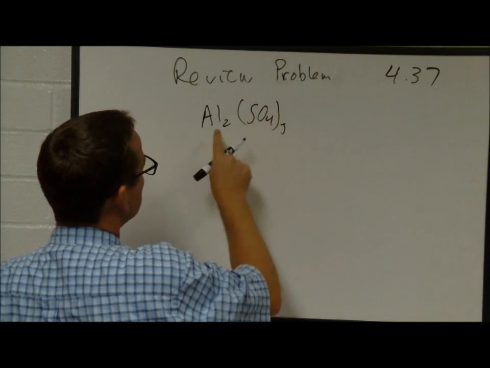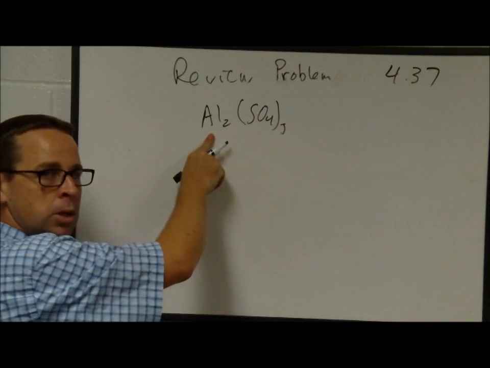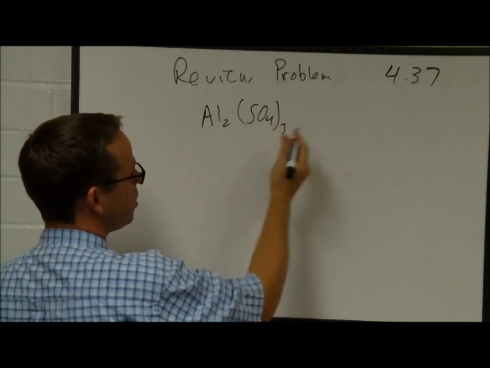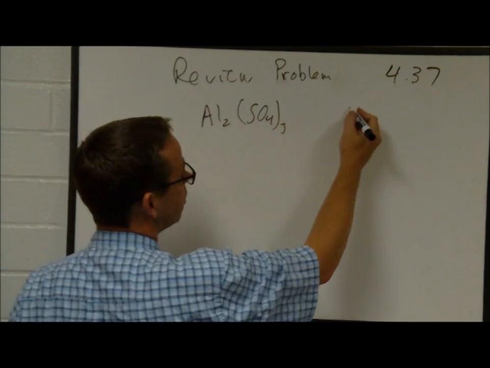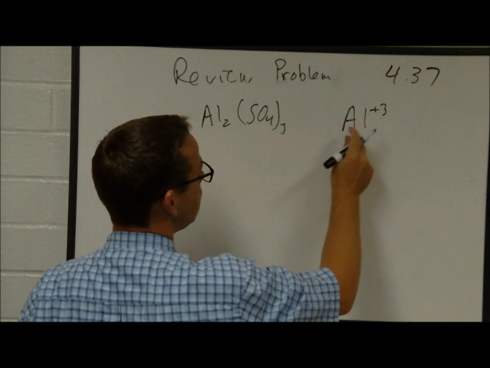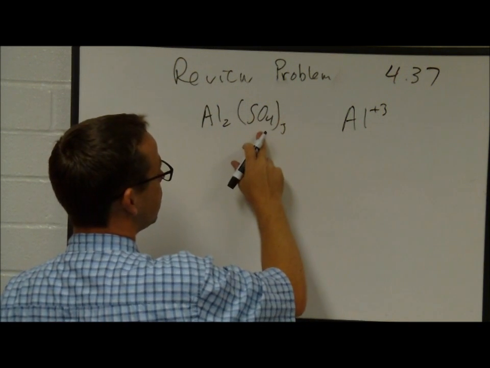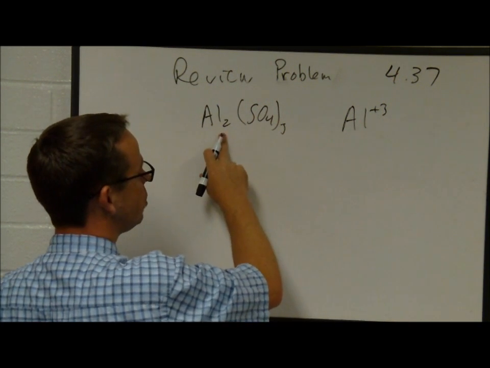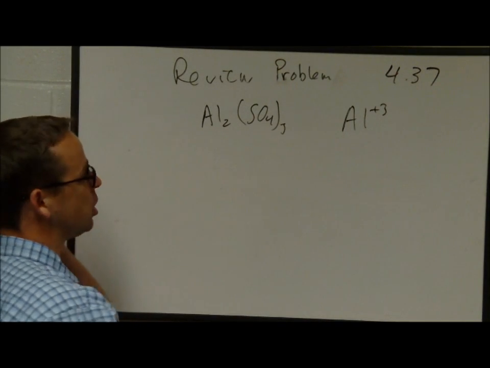Al2(SO4)3, aluminum sulfate. Aluminum, we can look on the periodic table and know that it's an Al3+ ion. This is just a quick review. Therefore, we're reminded that the sulfate, SO4, has a 2- charge on it, okay?